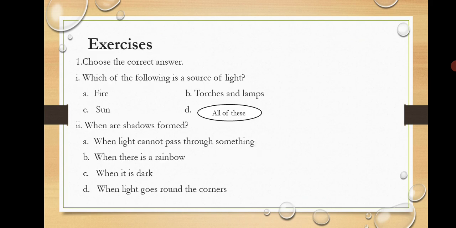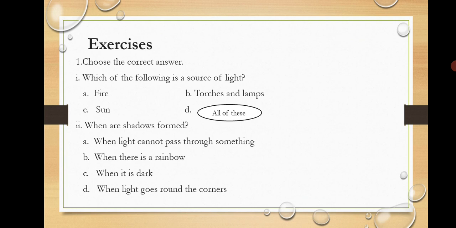Now, exercises. Choose the correct answers. You have to choose the correct answer. Four options are given. You can circle or tick, it's up to you. First, which of the following is a source of light? A. Fire. B. Torches and lamps. C. Sun. D. All of these. Yes, circle option D. All of these are sources of light.